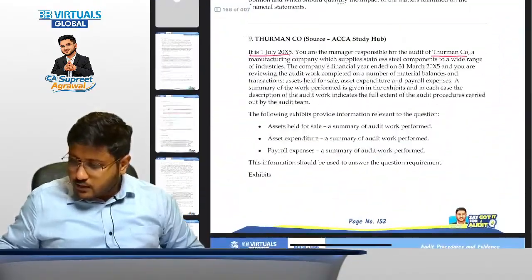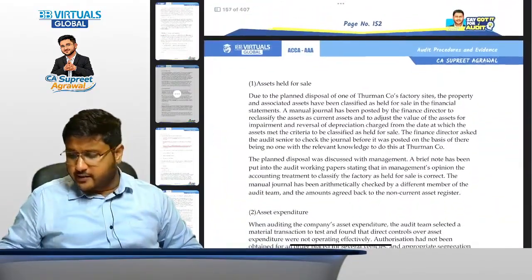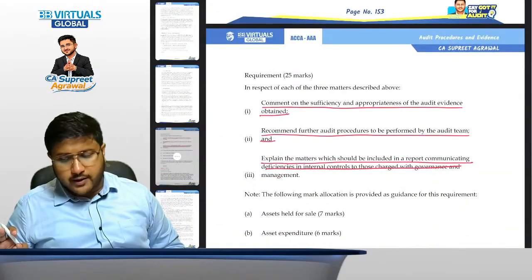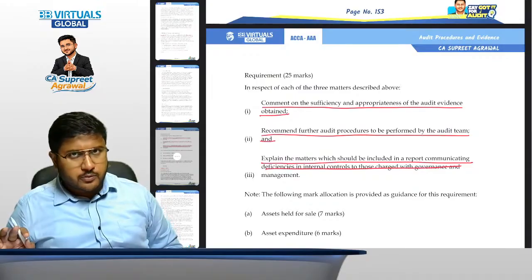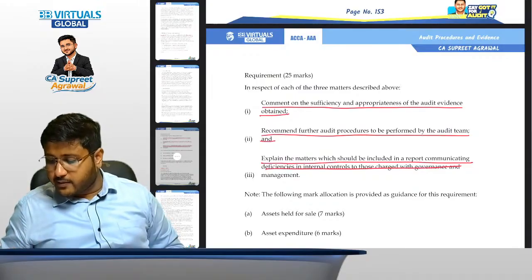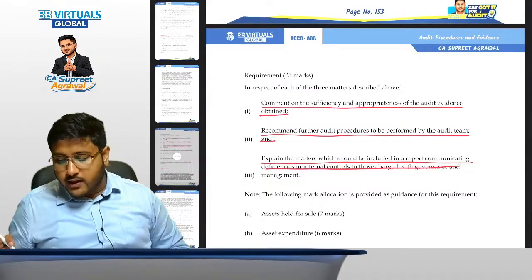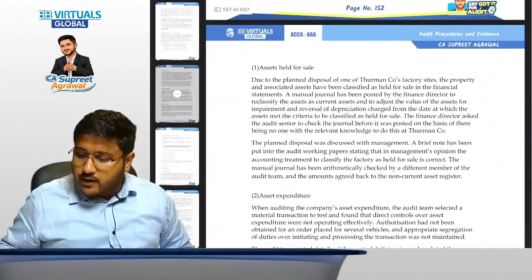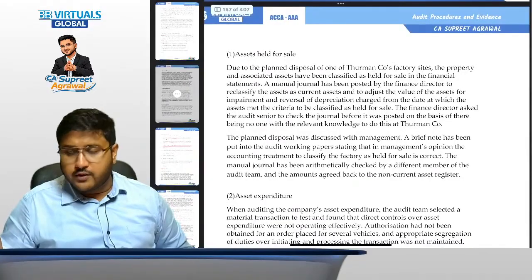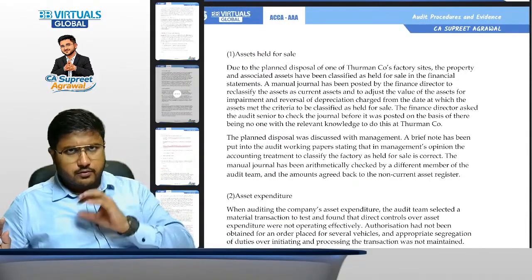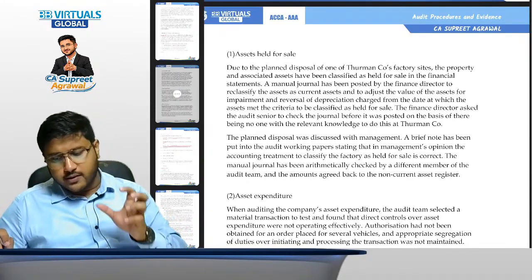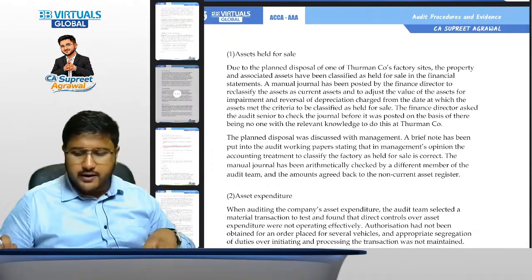Now these three have been done, so let's read the exhibits. Then what we are required to do: comment on the sufficiency and appropriateness of the audit evidence performed, recommend further audit procedures if something is remaining, and explain the matters which should be included in a report communicating deficiencies in internal controls to those charged with governance. We will solve one by one. We will read one paragraph, we will discuss it, you will take 2 to 3 minutes to draft your answer, then we will discuss it, then we will read the answer for that.